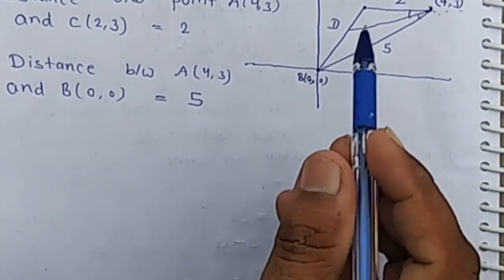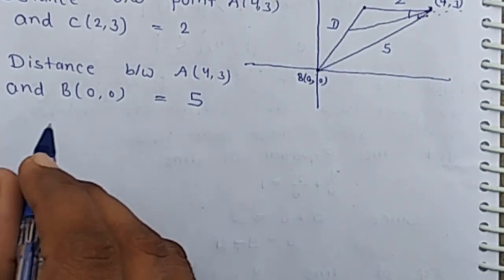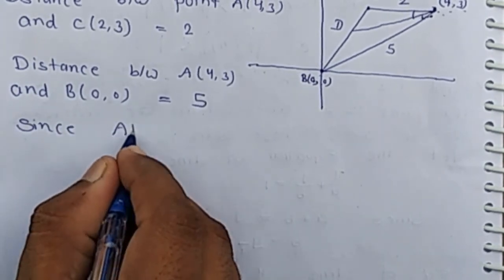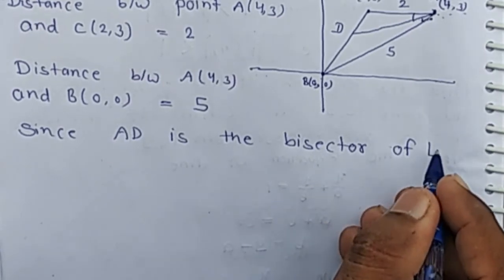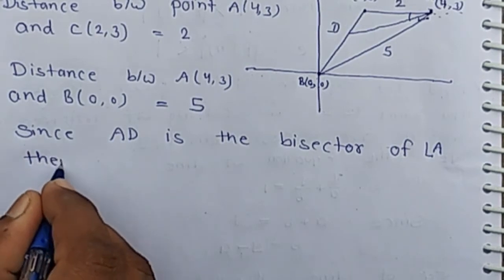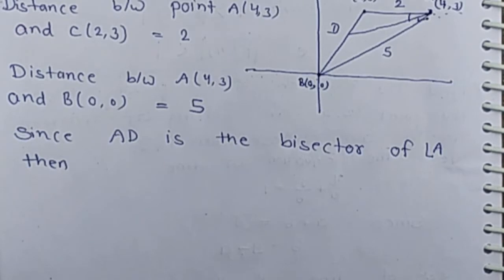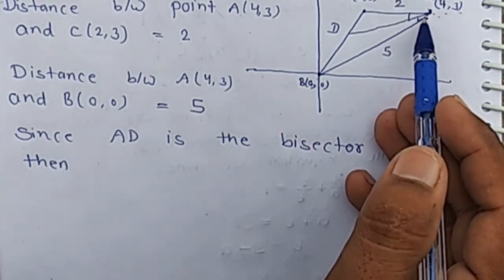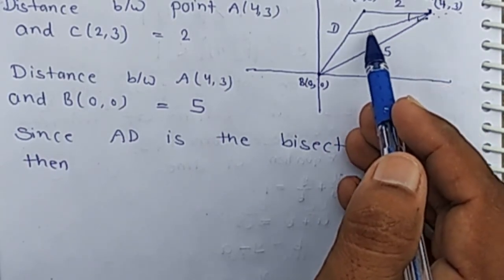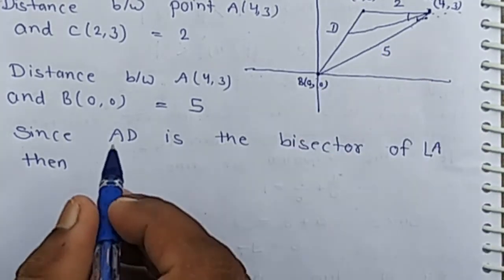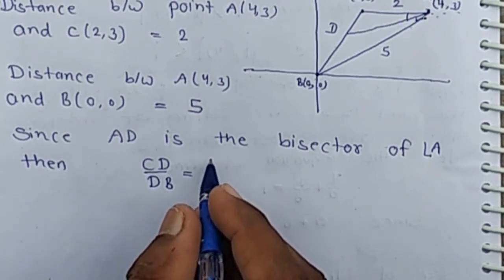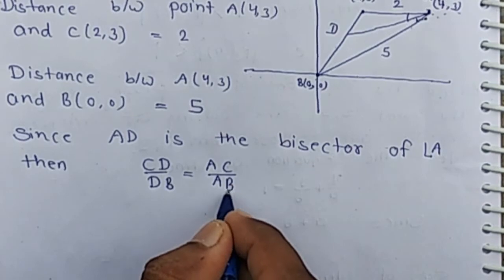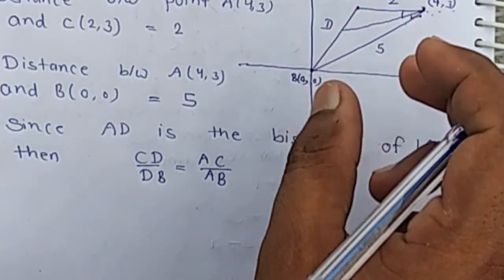Now since AD is the bisector of angle A of triangle ABC, it divides the opposite side BC in the ratio of the other two sides, meaning AC by AB. So CD by DB equals AC by AB.